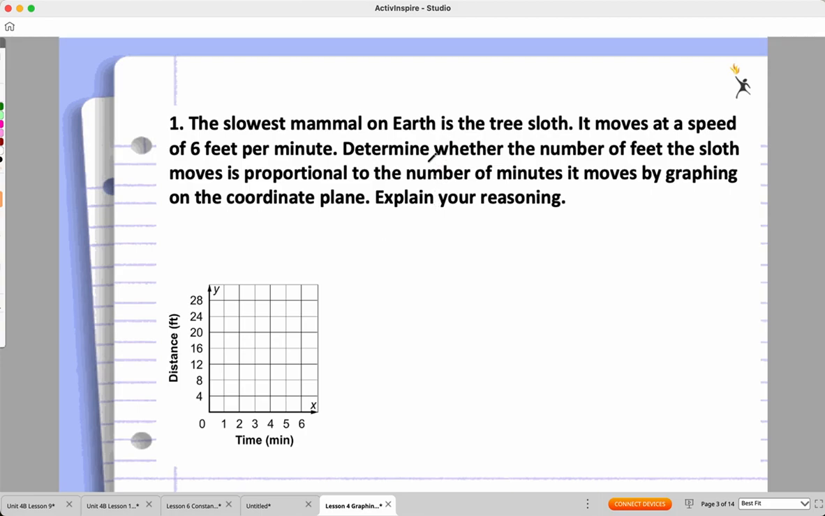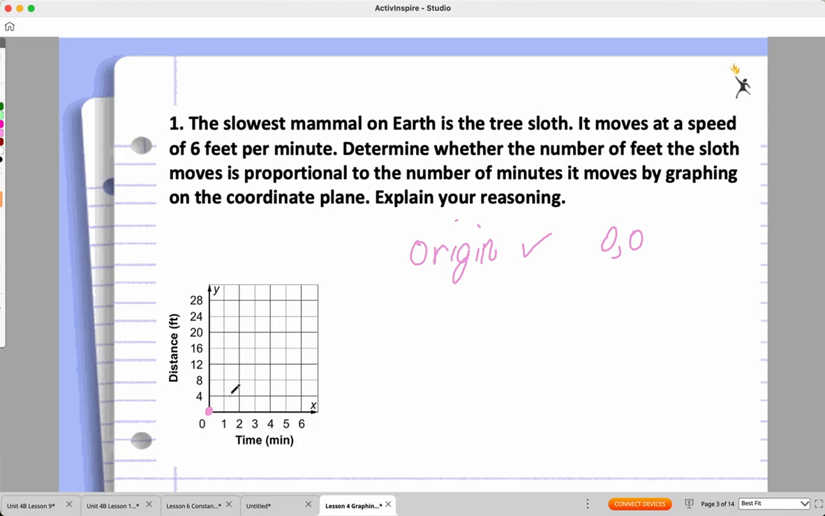So we can graph that because we have this idea. The first thing we have to ask ourselves, for this to be proportional, is does it go through the origin? So we ask ourselves questions like this. If there's no time elapsed, if it's 0 minutes, how far would the tree sloth have moved? And if you can answer, 0 feet. If it's no time, 0 feet, we know we're going through the origin. We get 0 minutes, 0 feet.